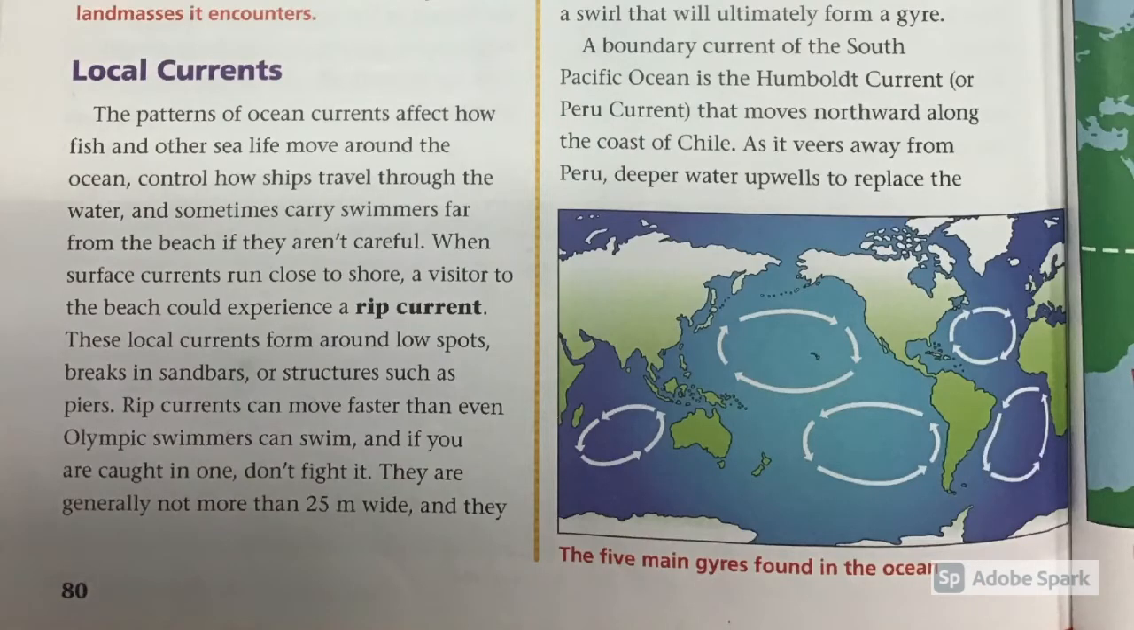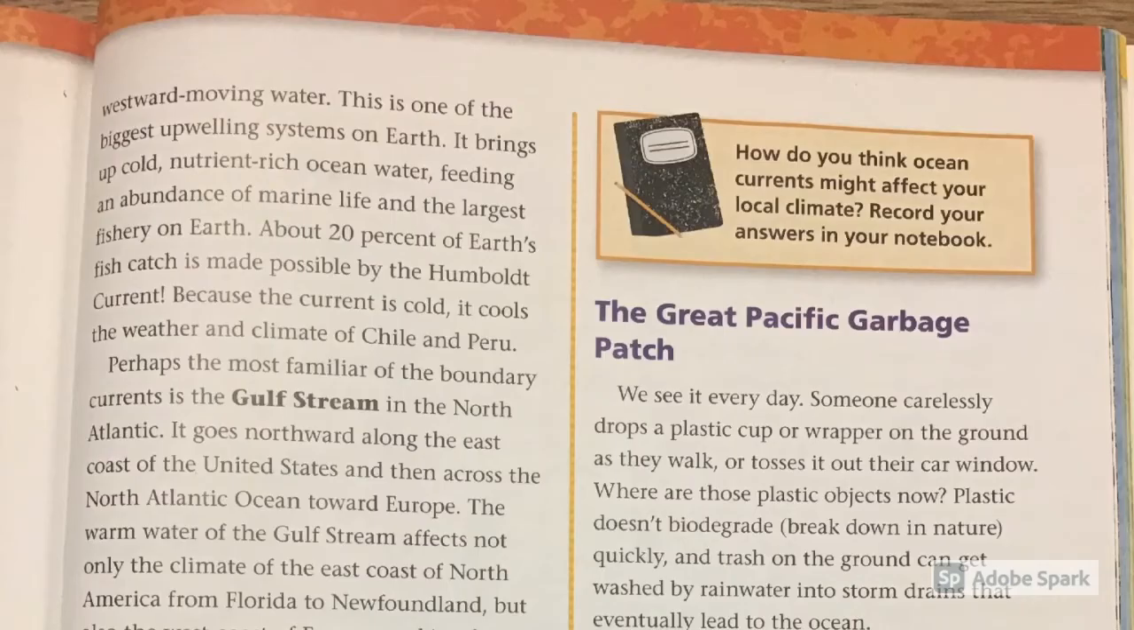A boundary current of the South Pacific Ocean is the Humboldt Current that moves northwards along the coast of Chile. As it veers away from Peru, deeper water upwells to replace the westward moving water. This is one of the biggest upwelling systems on Earth. It brings up cold, nutrient-rich ocean water, feeding an abundance of marine life, and the largest fishery on Earth. About 20% of Earth's fish catch is made possible by the Humboldt Current. Because the current is cold, it cools the water and the climate of Chile and Peru.